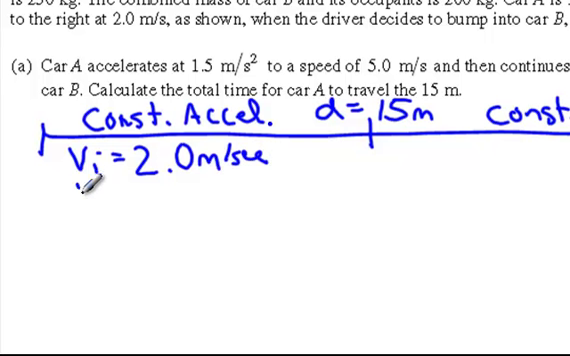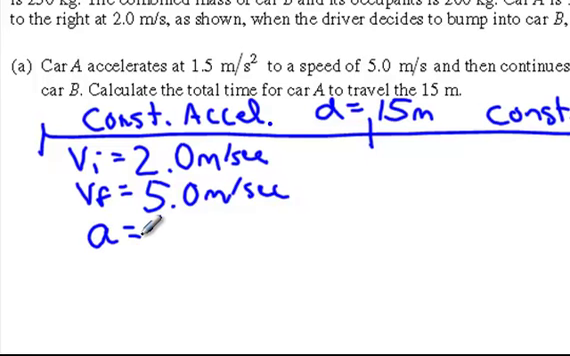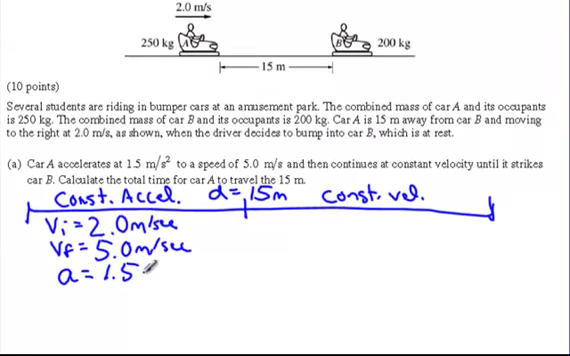What was my final velocity? Well, it went from 2 meters per second, and the problem tells us it goes all the way up to a maximum speed of 5.0 meters per second. What else does the problem tell me is that I accelerate. I accelerate 1.5 meters per second squared. It doesn't give us any more information.